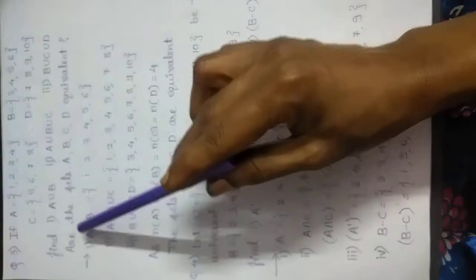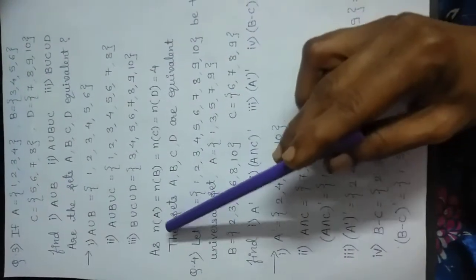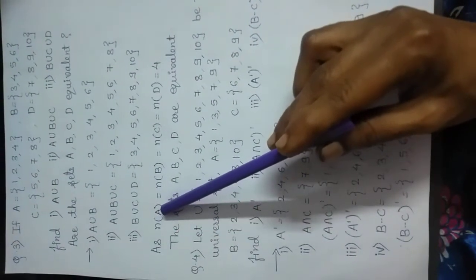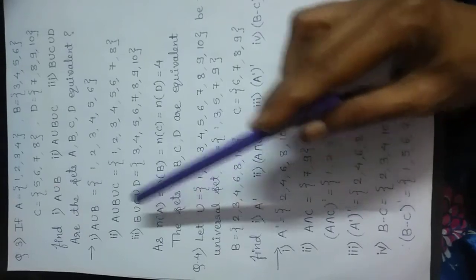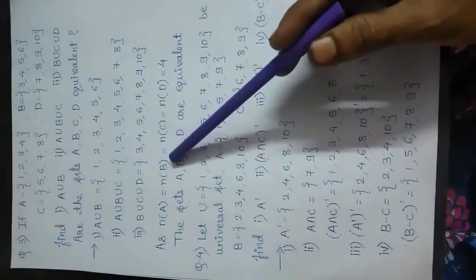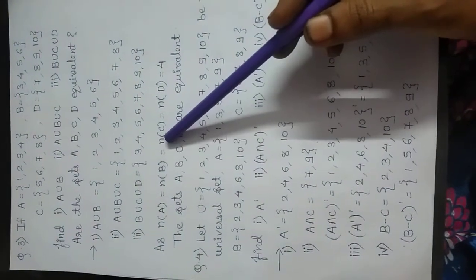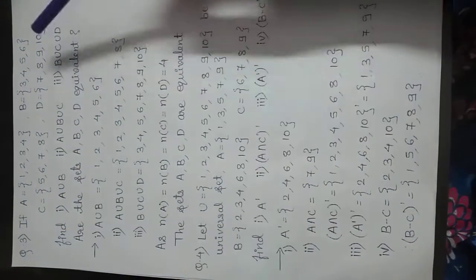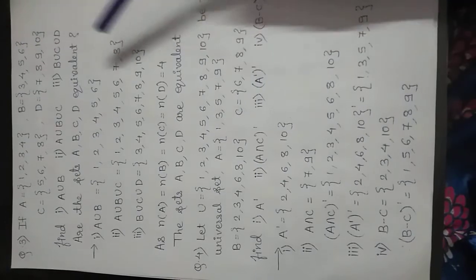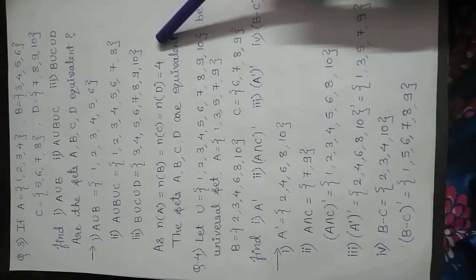Now for the last question, number of elements present in set A is equal to 4: 1, 2, 3, 4. Number of elements present in set B, 4. Number of elements present in set C, 4. Number of elements present in set D, 4. Everywhere we have 4. So in all 4 sets only 4 elements are present.